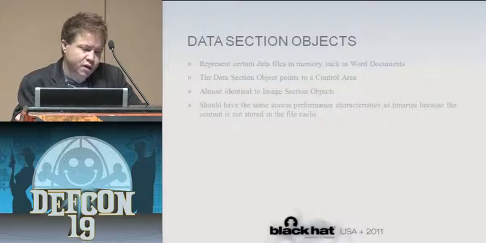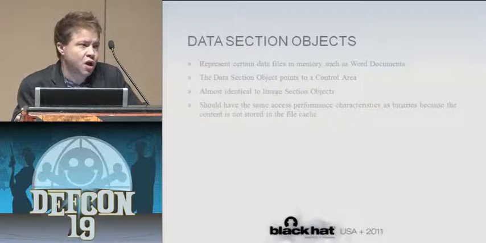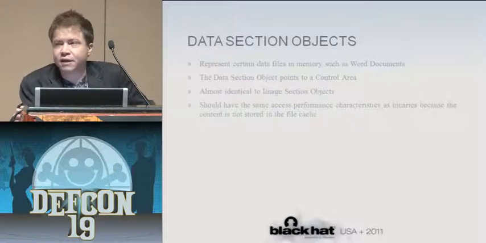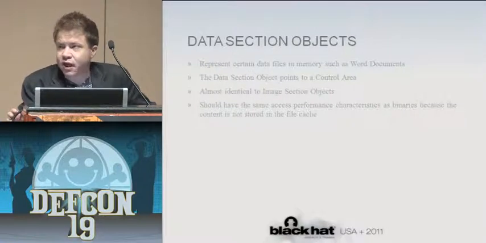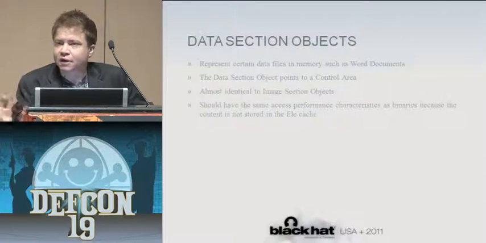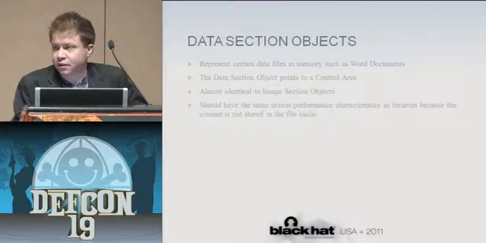But basically, since they're the same, a data section object and an image section object point to the same structures, we can surmise that the data access for a Word document would be just as fast as any data access or code access in this case for an image section object. So Word documents are going to perform as well as EXEs, right? Because their structures are the same.